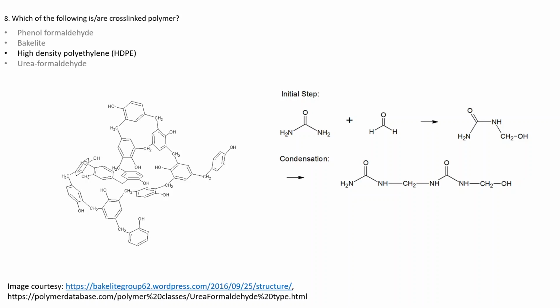Whereas in a cross-linked polymer, such as the bakelite molecule shown here, first of all, it is going to be extremely rigid. And because of that rigidity, as I explained in the beginning, it won't deform under high temperature.